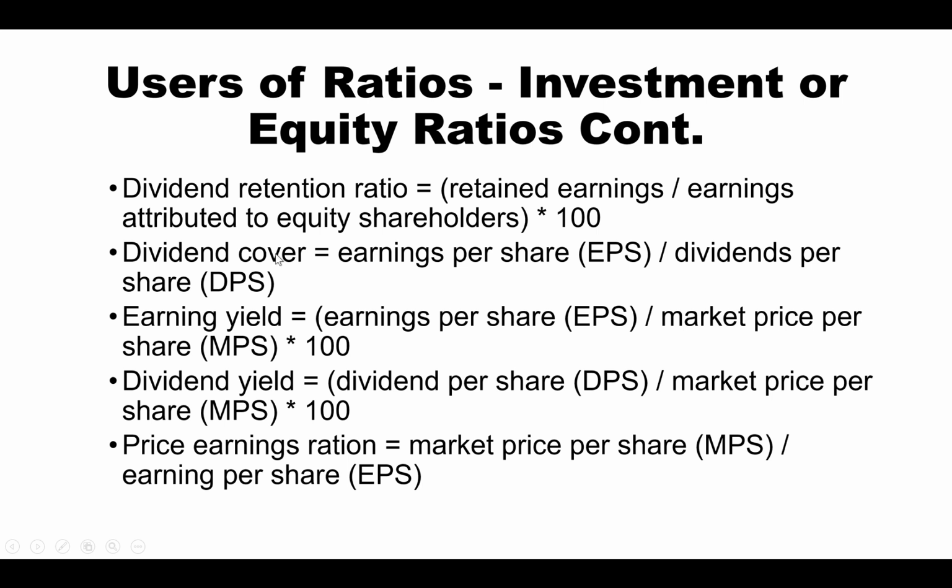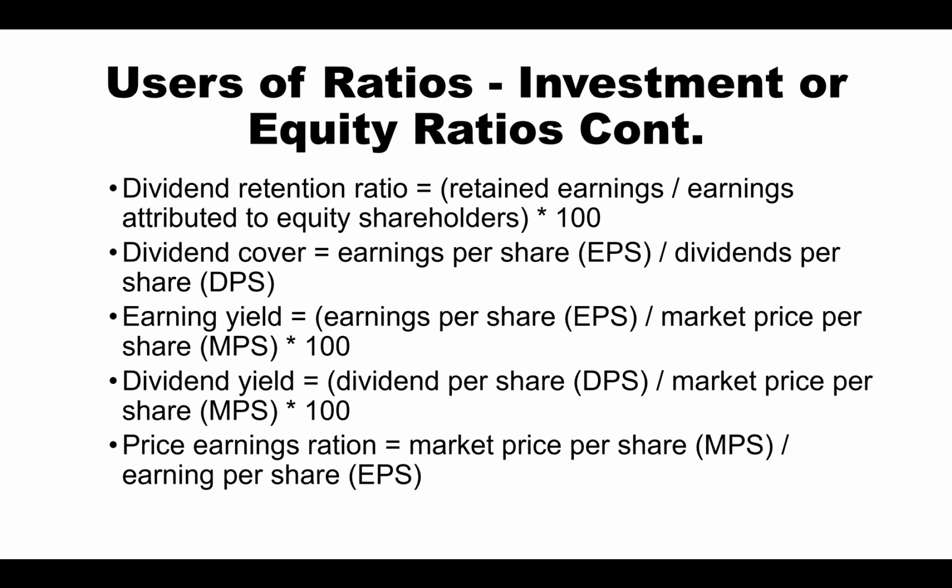Then you have the dividend cover. The earnings per share, the EPS, you divide by DPS or dividends per share. You are going to get the dividend cover. Then you have the earnings yield. This measures the potential return that shareholders expect to earn for every share invested in a company. It will evaluate the shareholder returns in relation to the market value of the shares, whereby the earnings per share, the EPS, you have to divide by the market price per share, the MPS, multiplied by 100. You are going to get the earnings yield.